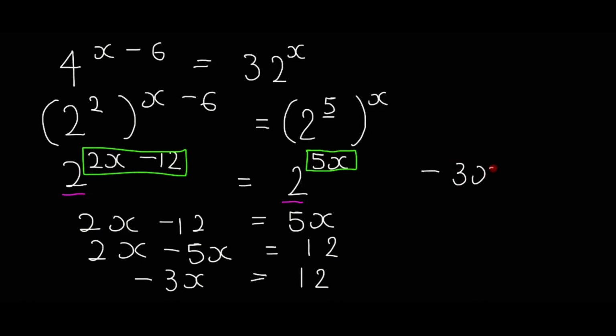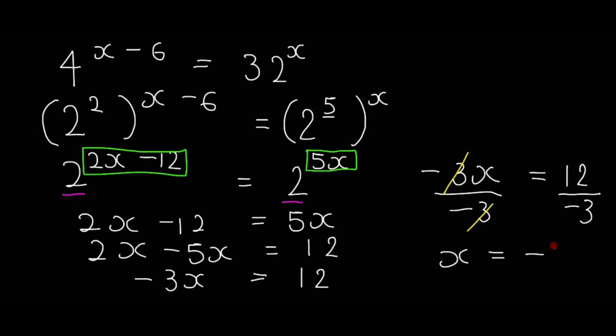And then from there we will divide both sides by -3, because we want to solve for x. And then we have minus 3 and minus 3 they cancel, therefore x is equal to 12 divided by minus 3 is minus 4. So this is our final answer.